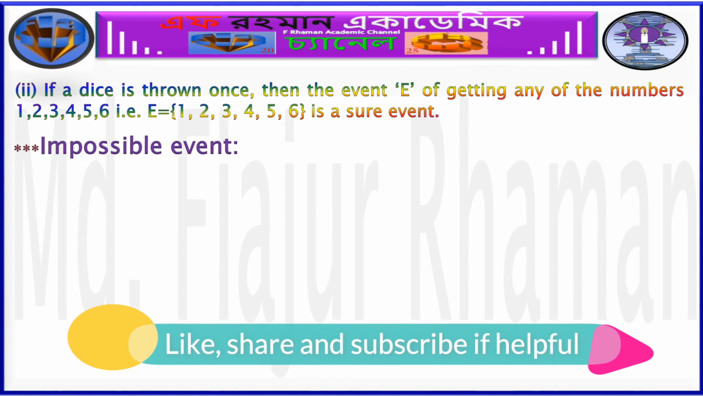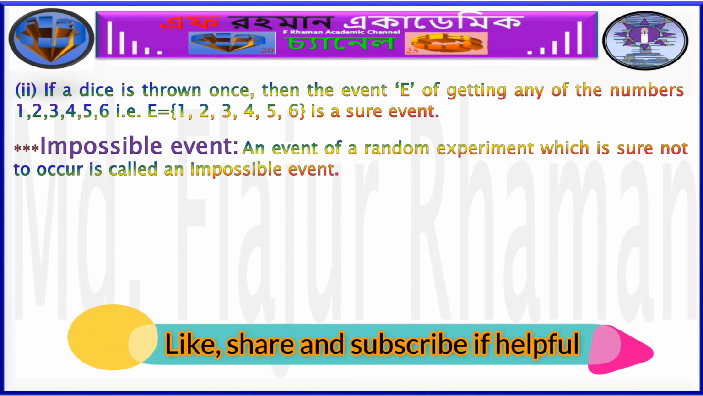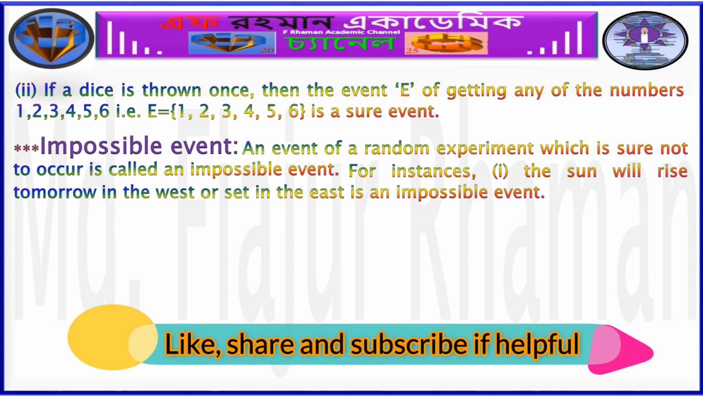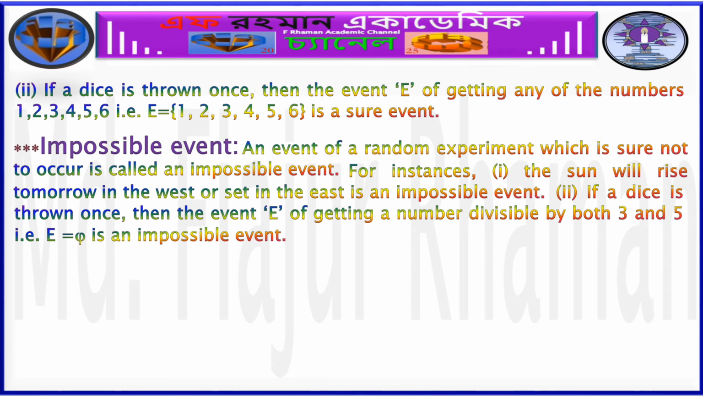Impossible event. An event of a random experiment which is sure not to occur is called an impossible event. For instances, number 1, the sun will rise tomorrow in the west or set in the east is an impossible event. Example 2, if a dice is thrown once, then the event E of getting a number divisible by both 3 and 5, that is E = empty set, is an impossible event.